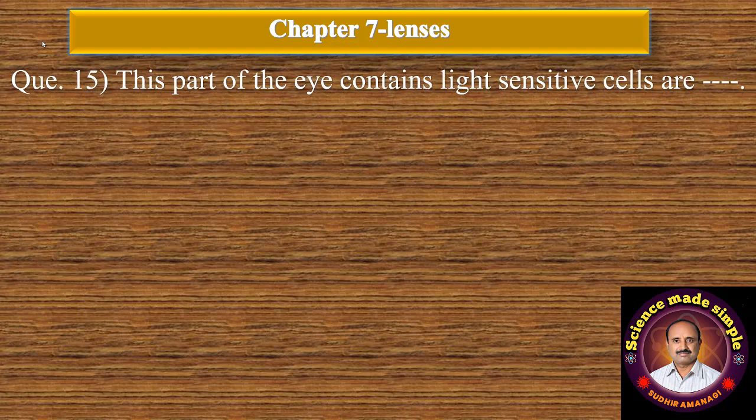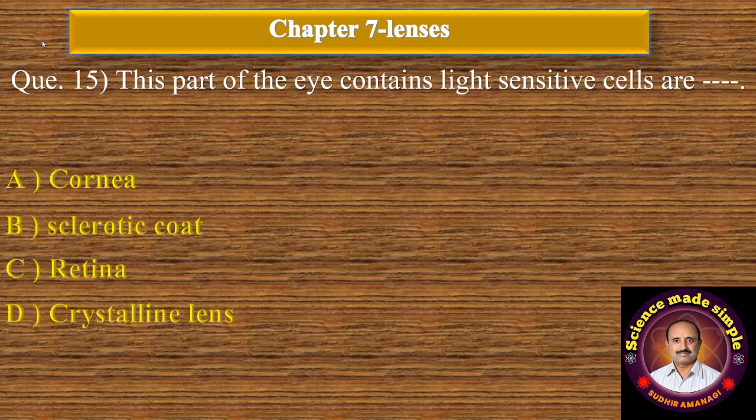Question number 15. This part of the eye contains light sensitive cells dash dash. A option, cornea. B, sclerotic coat. C, retina. And D, crystalline lens. Correct answer is option C, retina.